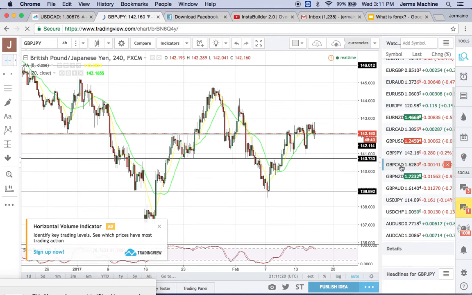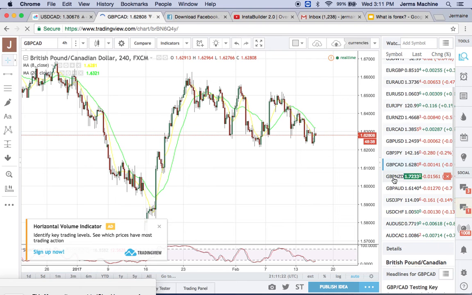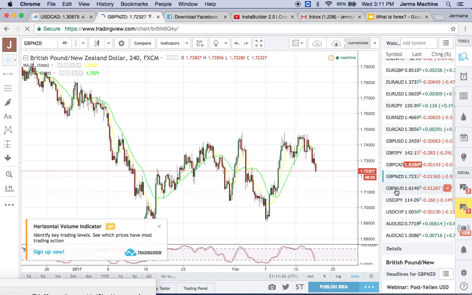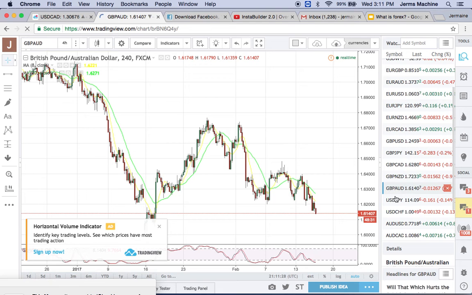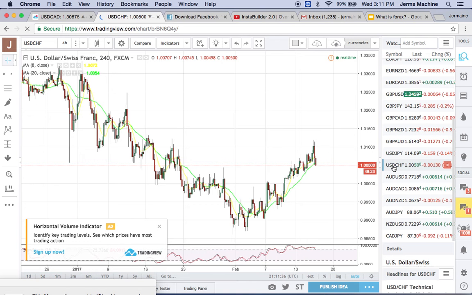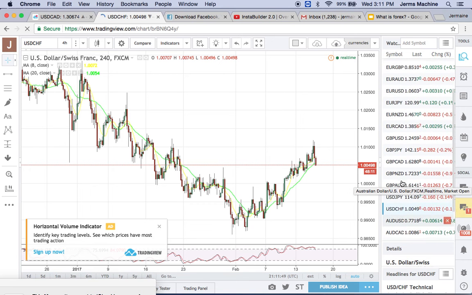We'll talk about that. Pound versus the CAD, GBP NZD, that's the British pound, New Zealand dollar, British pound Aussie dollar, right? And so on and so forth. You've got the USD CHF. Now that's the Swiss franc. United States dollar versus the Swiss franc, okay? And we have Aussie dollar versus the same thing now. If you notice, they're basically the same ones, but against each other. You can compare either one you want to, okay?